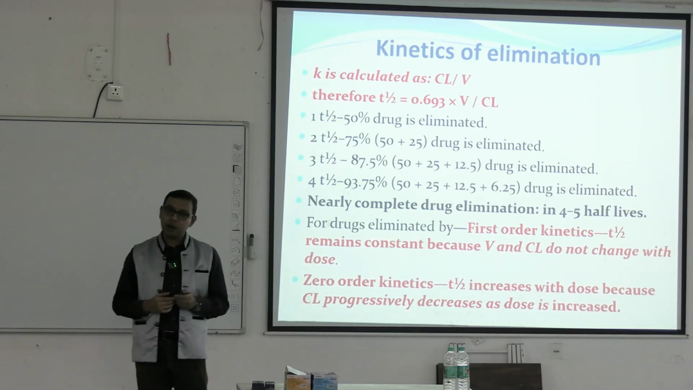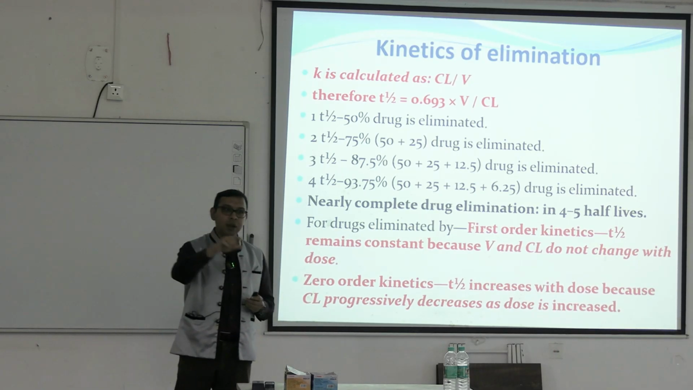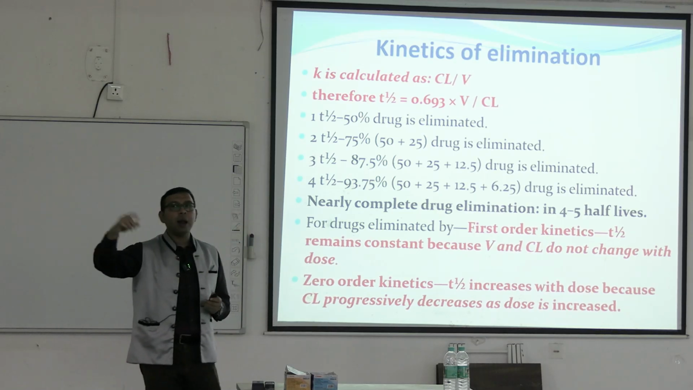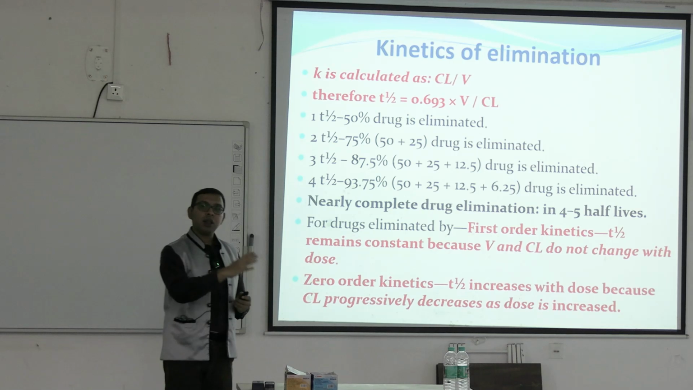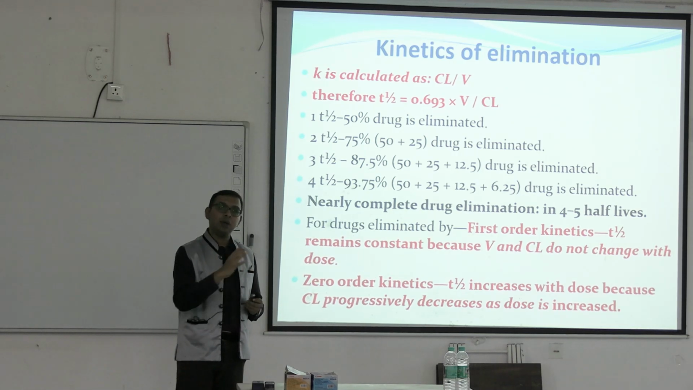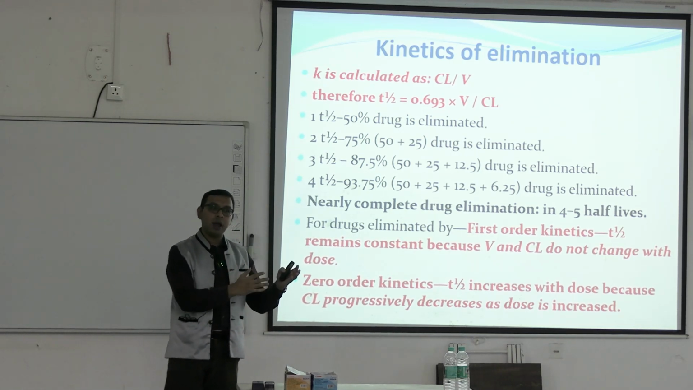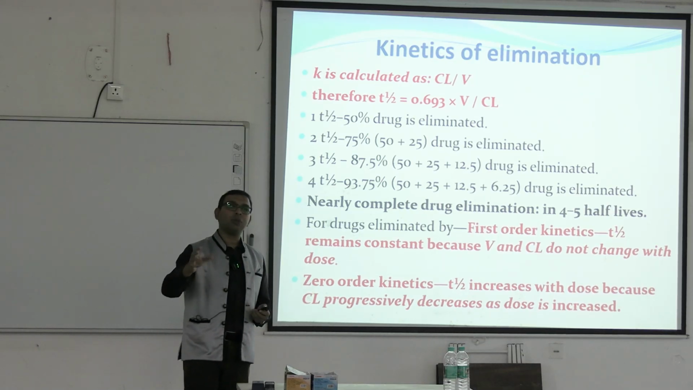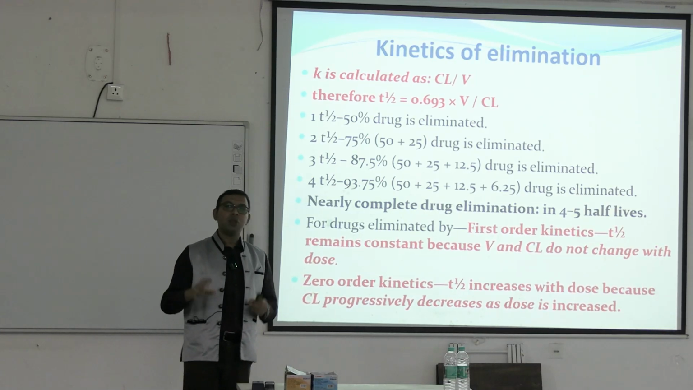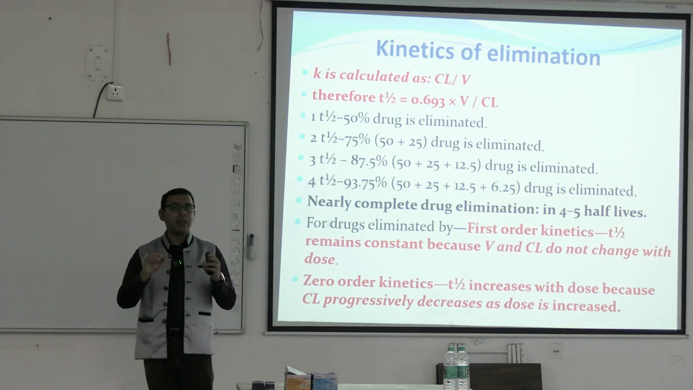You can calculate yourself. 25% in one hand, only 25 milligram in another hand. After 4 to 5 half-lives, in case of first order kinetics, approximately 90, 97 or 98% of the drug is eliminated, but in case of zero order kinetics it will be approximately 70% or 75%. So this is just for an assumption.